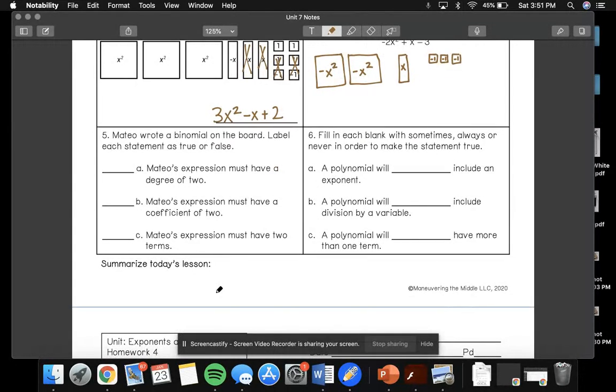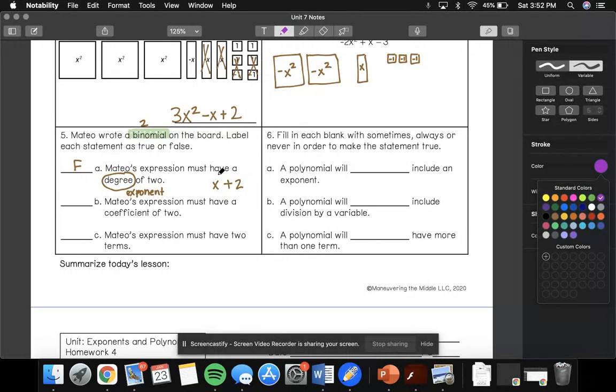Okay. Last problems. Mateo wrote a binomial on the board. Label each statement as true or false. So I'm going to first remember binomial means 2. Okay. Mateo's expression must have a degree of 2. Remember, degree means the exponent, the highest exponent. Okay. And I'm going to go ahead and say that's false because I could think of a problem like x plus 2, which has 2 terms. It's technically a binomial. But if I think about the degree, this just has a degree 1 polynomial.